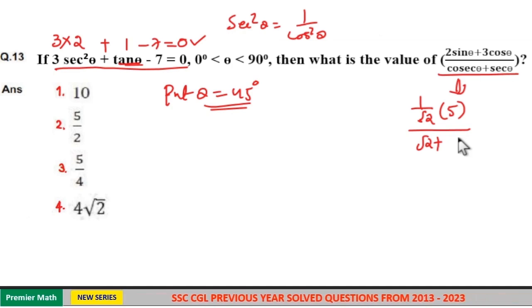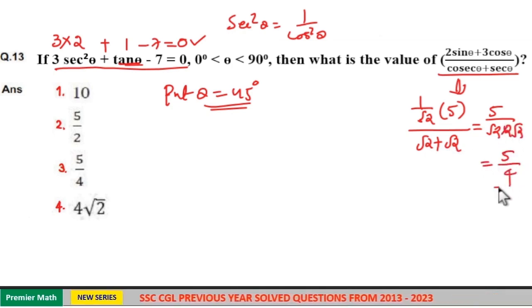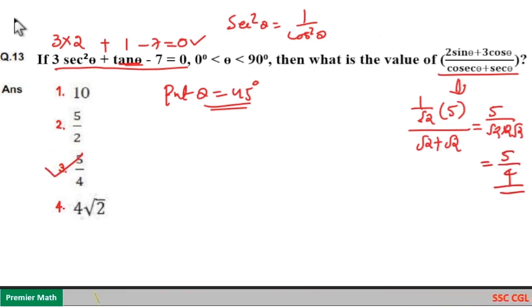Same way, sec theta is 1 by cos theta. Cos theta is 1 by root 2. So sec theta is root 2. So 5 by root 2. Here 2 root 2 plus root 2 is 2 root 2. Now this will become 5 by 4. Option 3 is your answer.